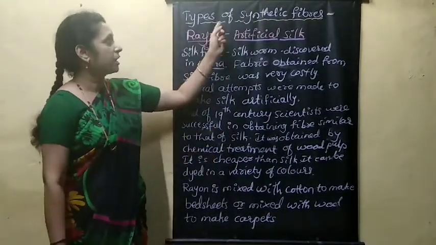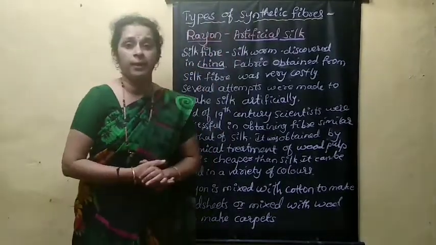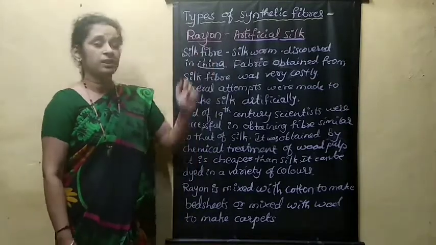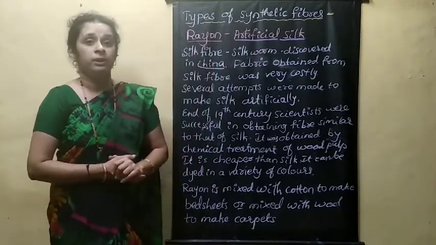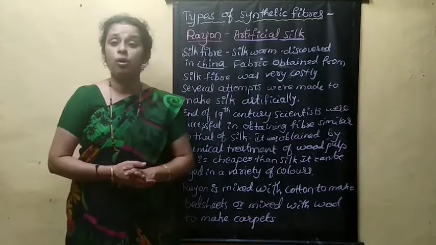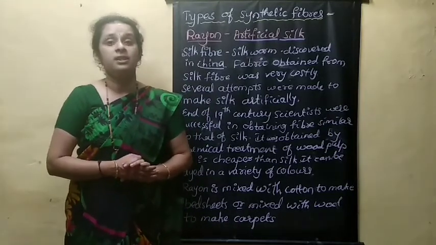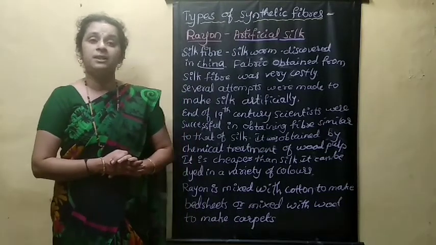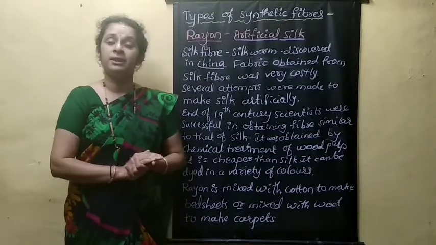Now we have to discuss the types of synthetic fiber. First of all, we will discuss rayon. Rayon is also called artificial silk, because it is made from chemicals. That's why it is called artificial silk.